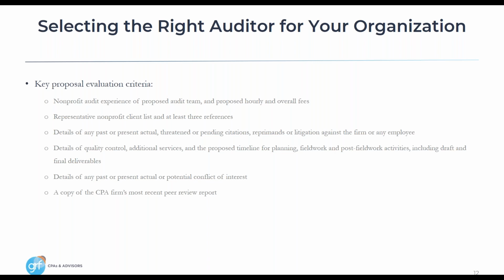Make sure you get some references, at least 3 references, contact details for 3 individuals that you can contact directly to get a good understanding of how this CPA firm has performed in the past. Make sure you ask for details of any citations or reprimands against the firm or any of its employees by any regulatory body, and details of any litigation, either current, past, or pending, again, against the firm or any of the employees.